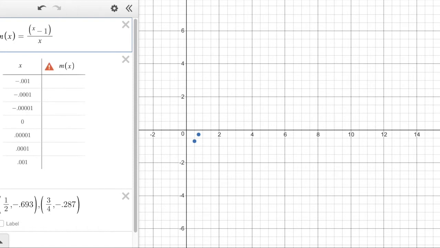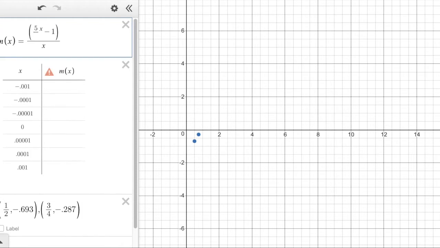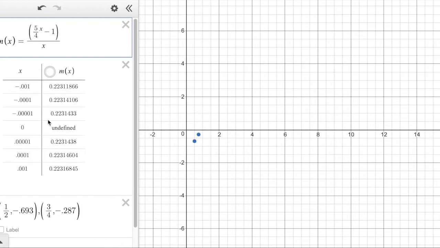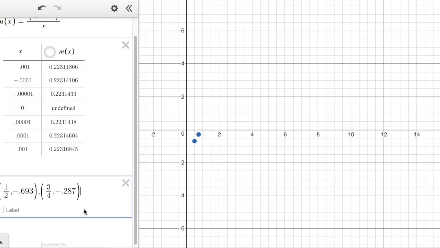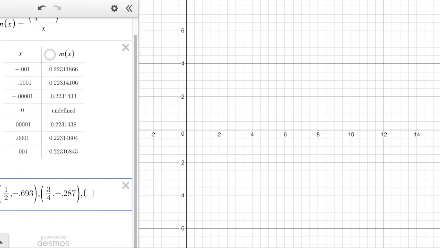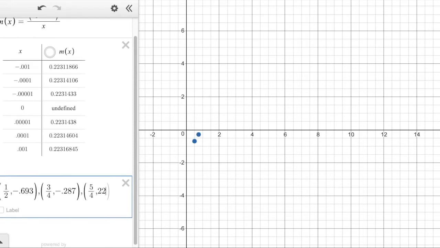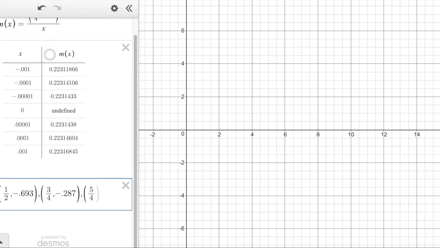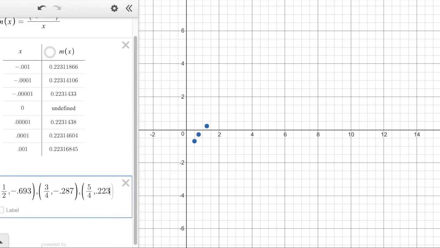So let's put in 5/4. If I plug in 5/4, then it looks like my output here, my m of x, is approximately 0.223. It agrees to there. Oops, that's a decimal, not a comma. 0.223. And there's my next point.